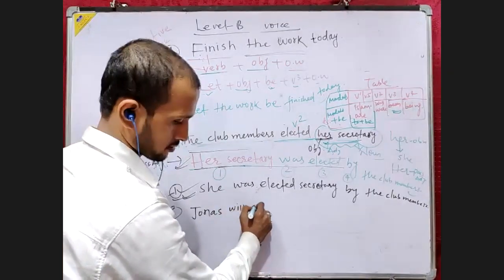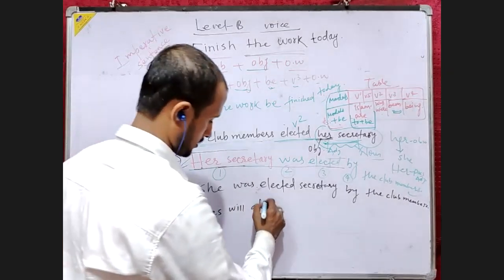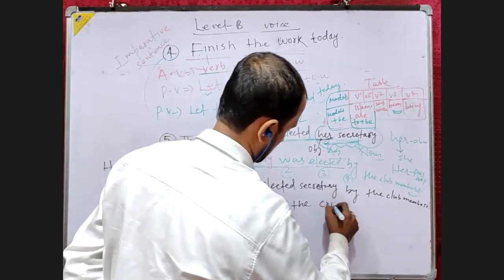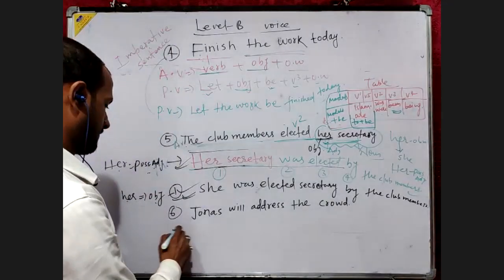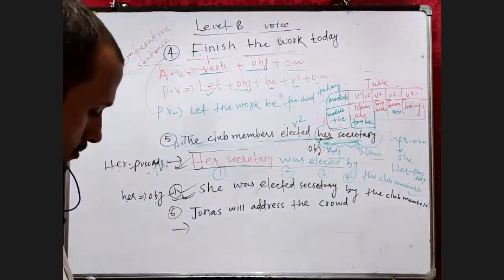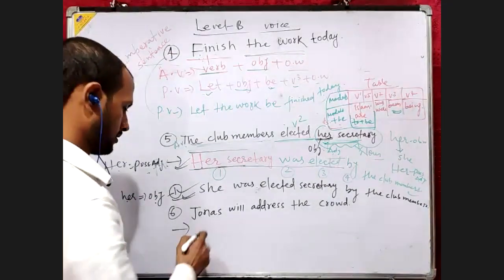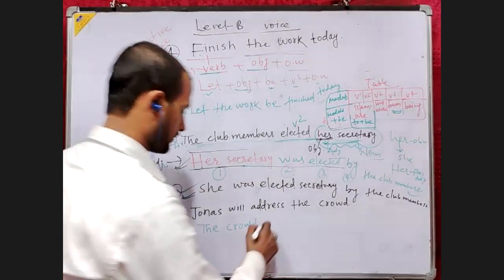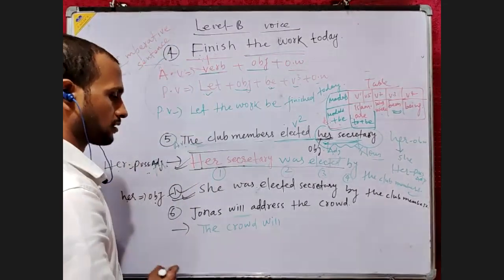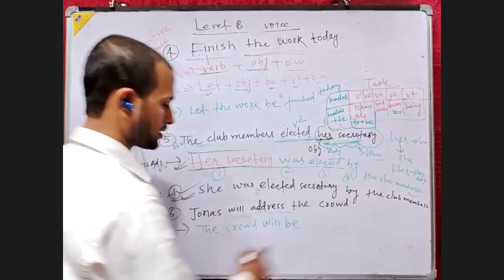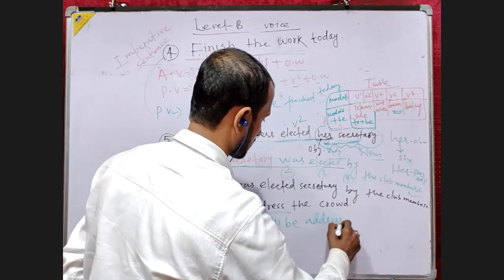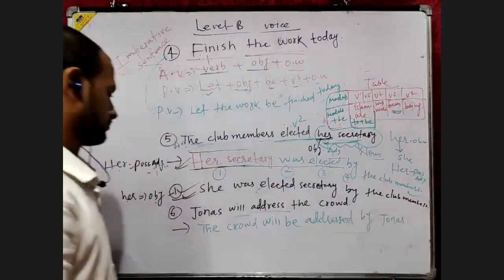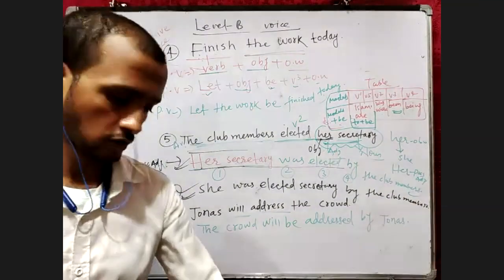Jonas will address the crowd. What is the object here? The crowd. The crowd. The model auxiliary is already given. Will, and after will, always be, then V3, addressed. Why Jonas? Copy it.